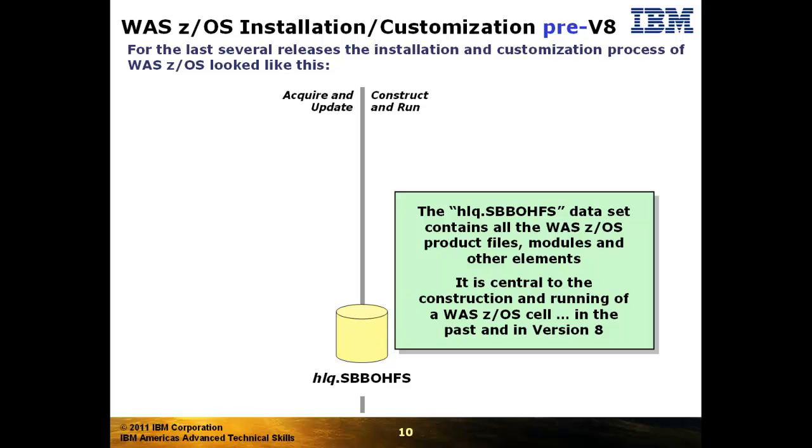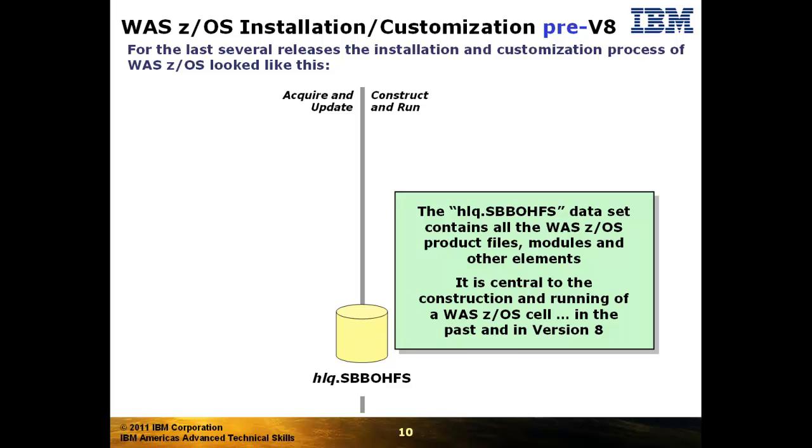the right side labeled Construct and Run. Those are the two main categories of activities: acquiring and installing the software from IBM, and applying updates to that codebase as IBM makes updates available, and constructing the server runtime and operating that runtime.